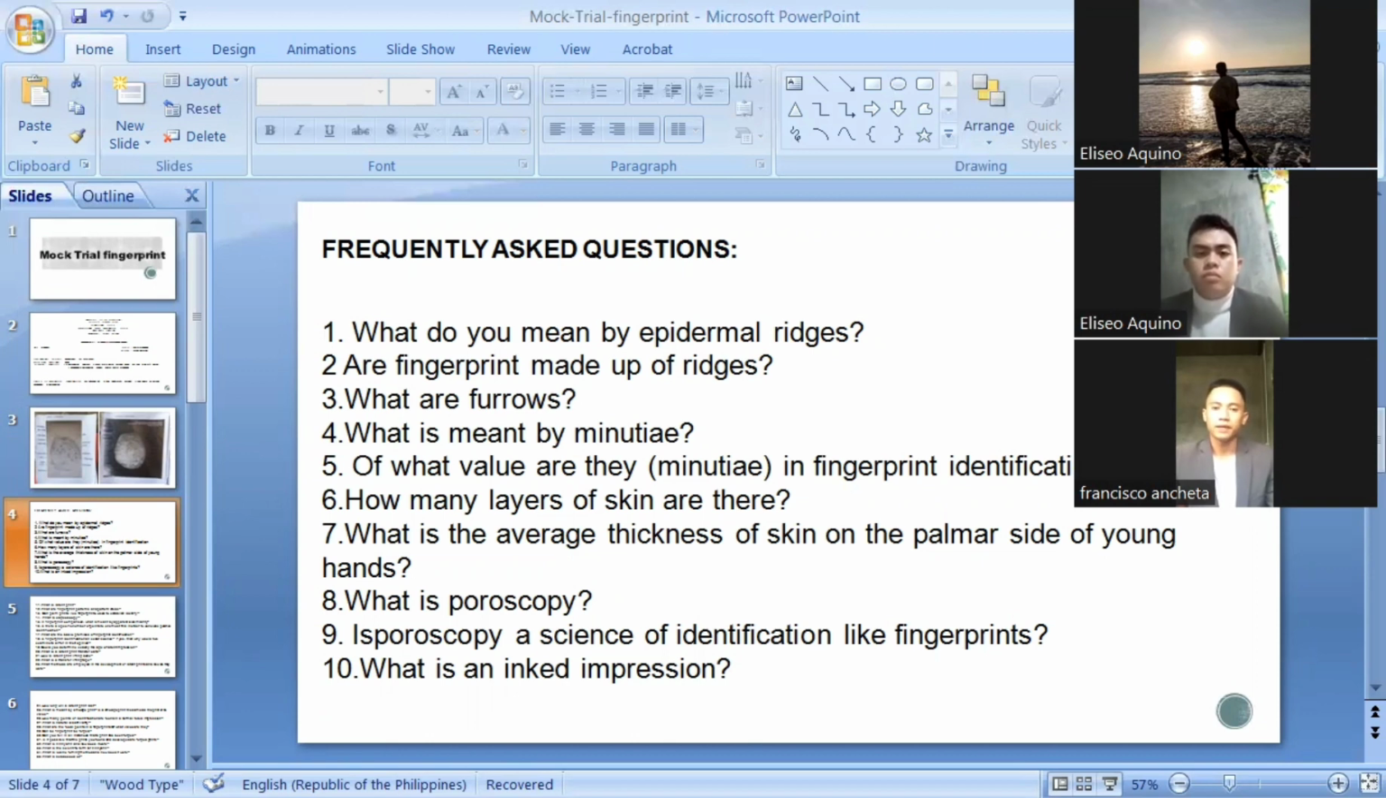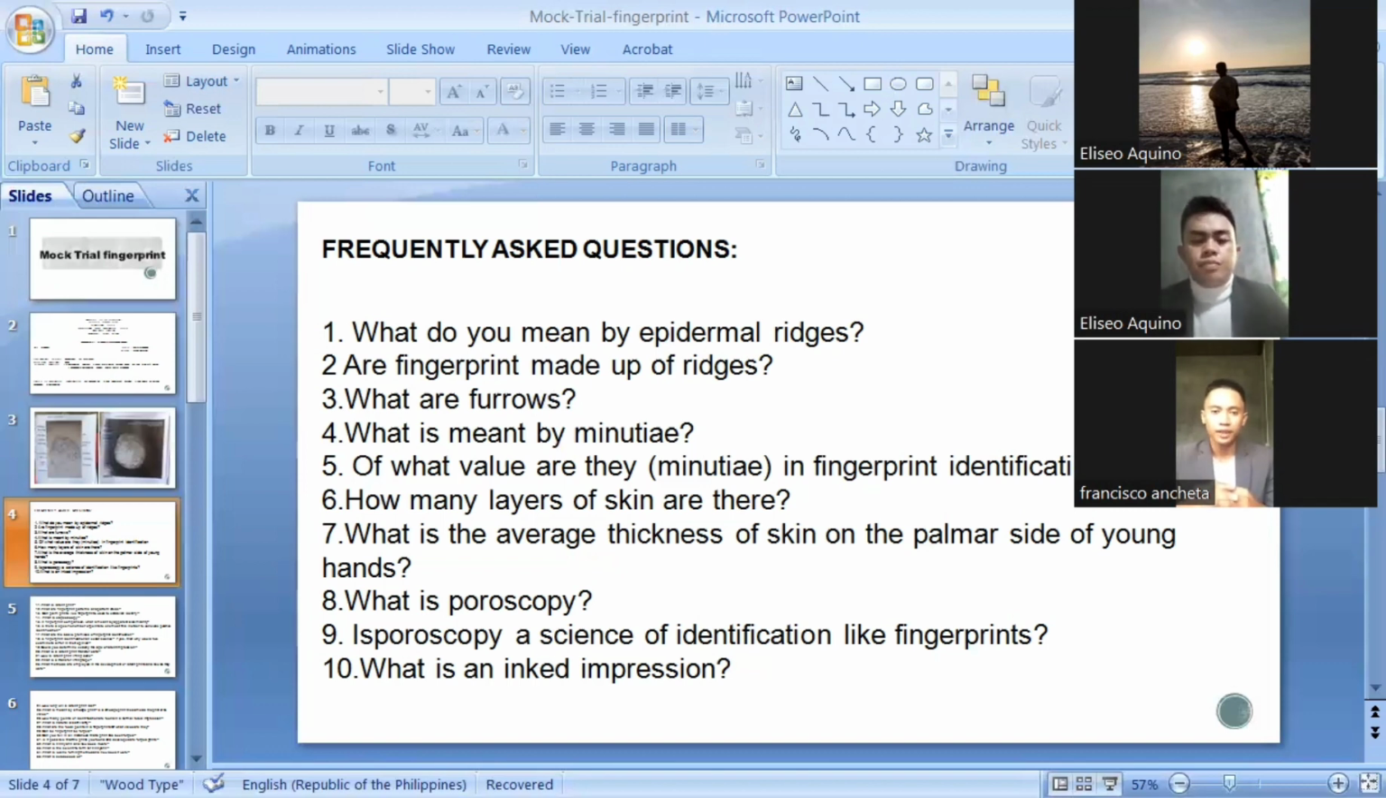So what is meant by minutiae? Minutiae are major features of a fingerprint. Next is, of what value are the minutiae in fingerprint identification? A good quality fingerprint image may contain around 25 to 80 minutiae depending on the fingerprint scanner resolution and the placement of the finger in the sensor. Minutiae can be defined as the points where the ridge lines end or fork.